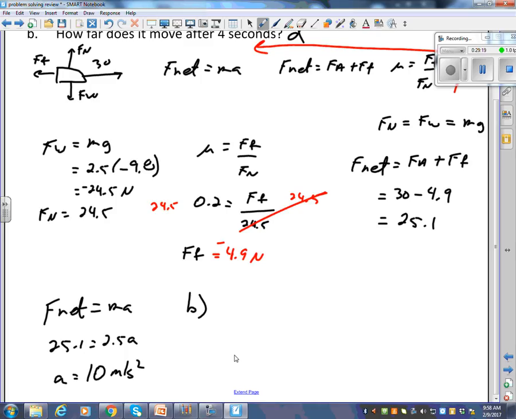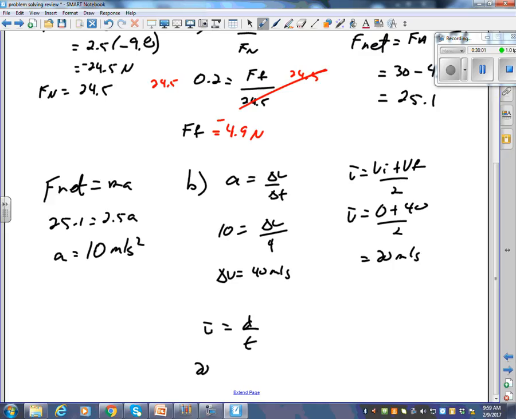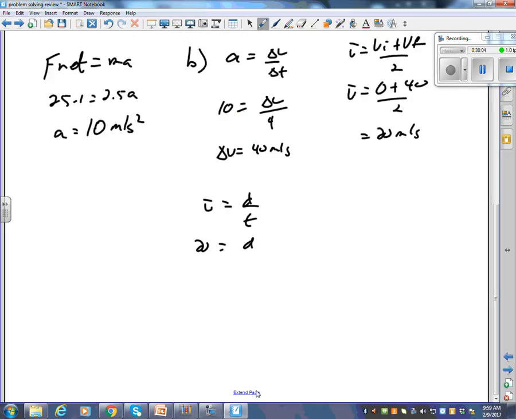Okay, I'll finish this off here. You should do it on your own too. You should get 80 meters.